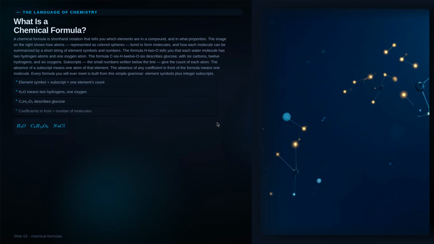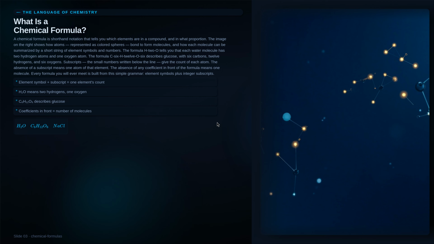A chemical formula is a shorthand notation that tells us exactly which elements are in a compound and in what proportion. The image on the right shows how atoms, the colored spheres, bond together to form molecules, and how each molecule can be described by a small string of element symbols and numbers. For example, the formula H2O tells you that each water molecule contains 2 hydrogen atoms and 1 oxygen atom.